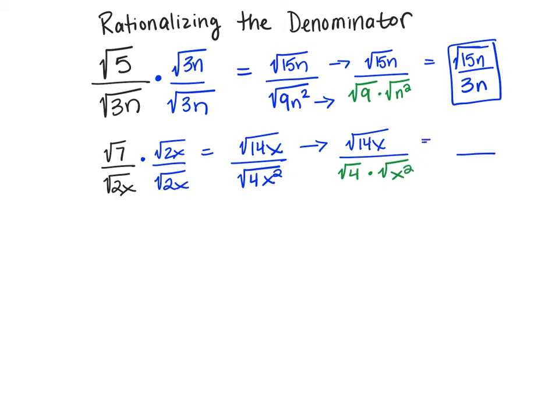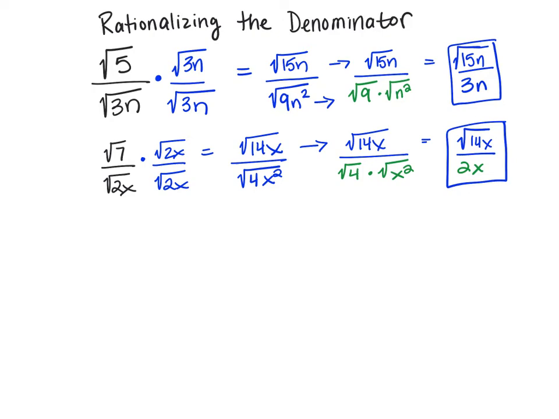So when you simplify that denominator, the square root of 4 is 2. The square root of x squared is x. And the numerator could not be simplified. So root 14x over 2x is your final answer.